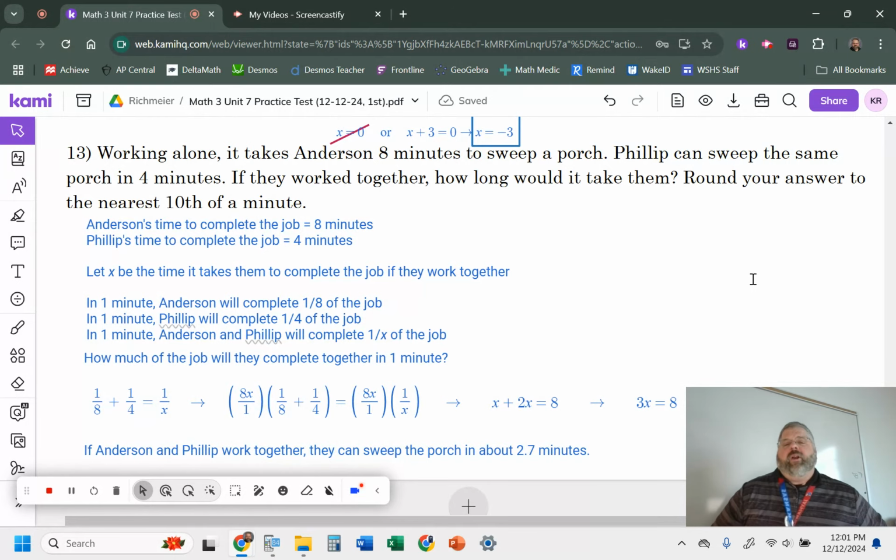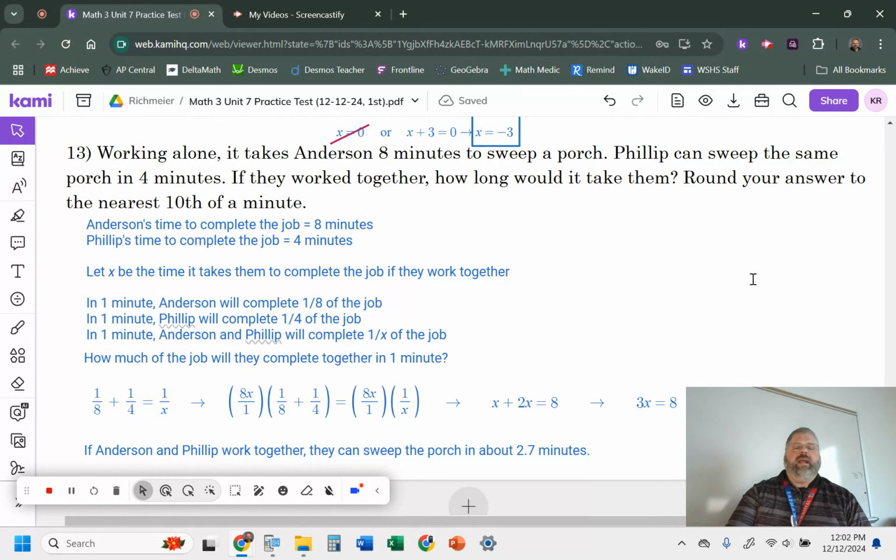With this, we find our common denominator. Our least common denominator is going to be 8x. I'm going to multiply both sides of the equation by 8x divided by 1, just like we did in the previous video for number 12. Number 11, we were able to cross multiply. So I'll multiply both sides by 8x divided by 1. I'll distribute that across on the left-hand side, and I'll end up with x plus 2x. On the right-hand side, I'll end up with equals 8 if you cancel out factors.